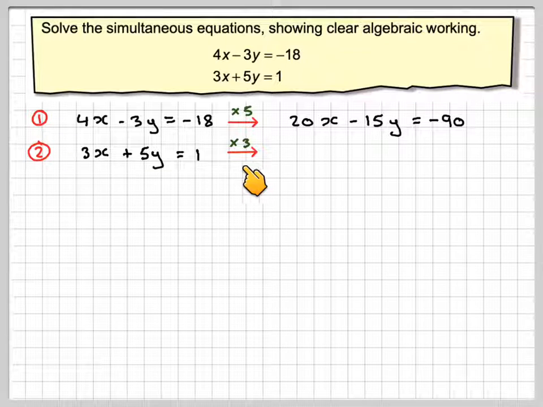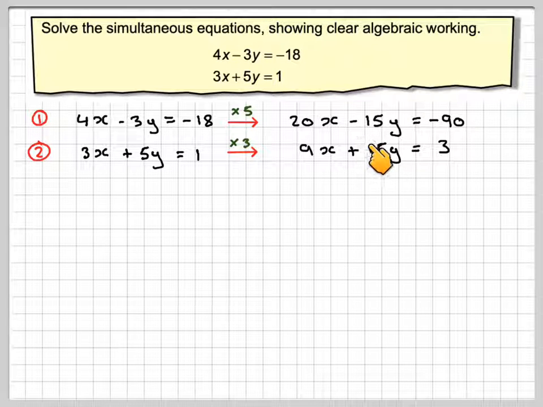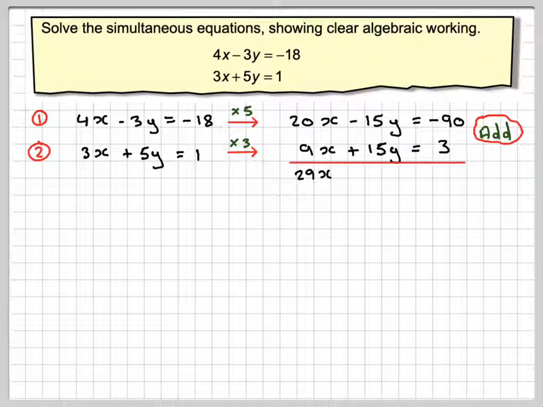Here we're going to multiply by 3, so 3 times 3 is 9x, 3 times 5 is going to be 15y, 3 times 1 is 3. Now what we need to do is, because this is a minus and a plus, we need to just add the two equations together. So we're going to get 29x, minus 15 plus 15, nothing, so we've eliminated that. And minus 90 plus 3 is minus 87.